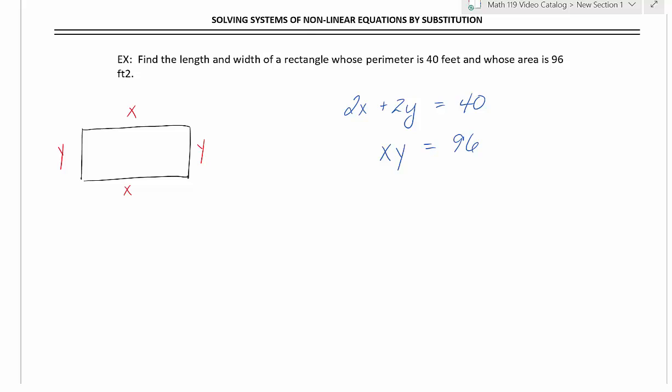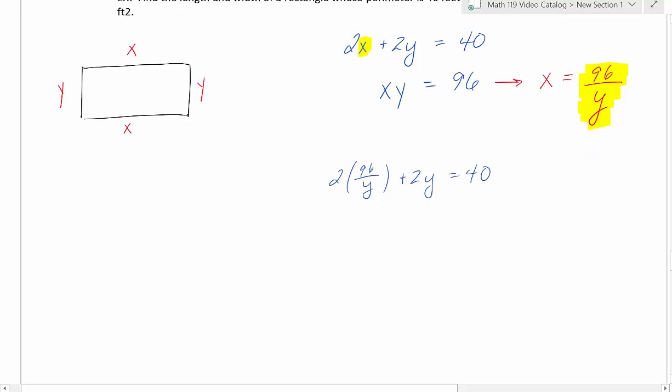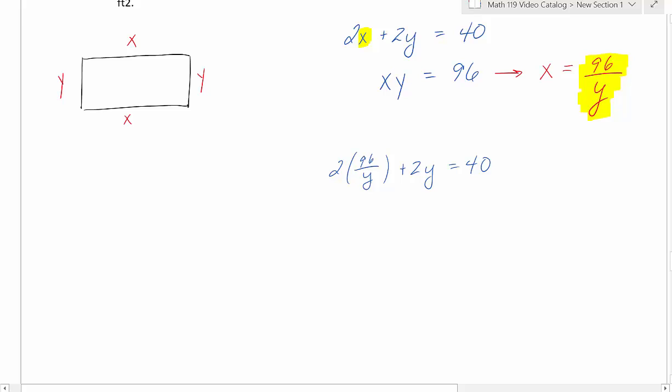Using the substitution method, we want to solve one of the equations for one of the variables. I'm going to solve this one for x. So x is going to be equal to 96 divided by y. We'll substitute this fraction in for x in our other equation. It'll give us 2 times 96 over y plus 2y equals 40. Multiplying the 2 and the 96, that's 192 over y plus 2y equals 40.